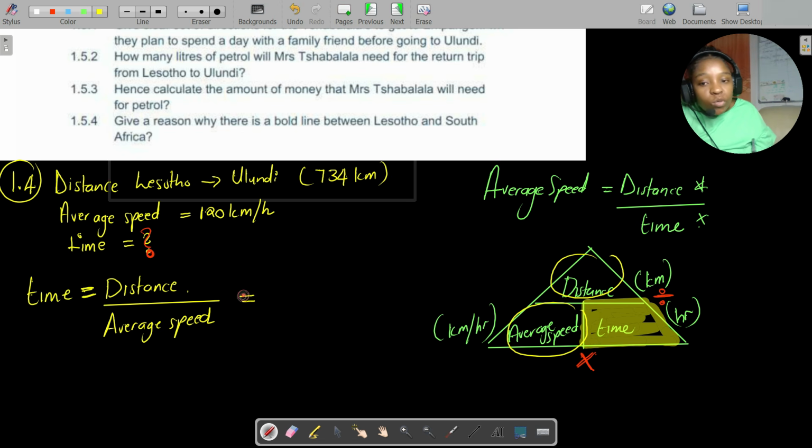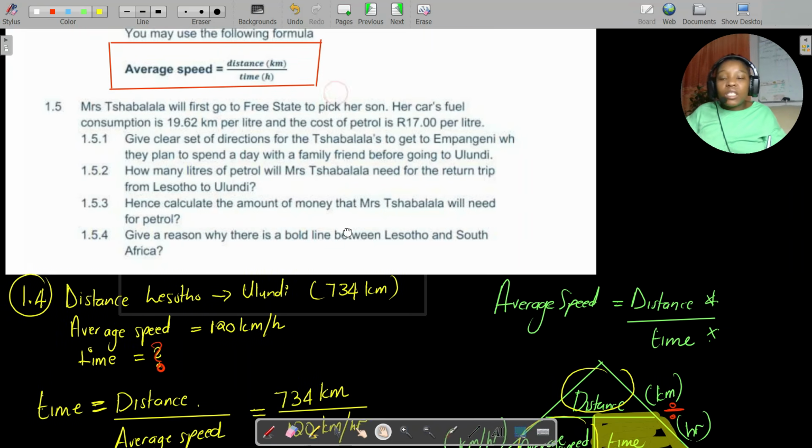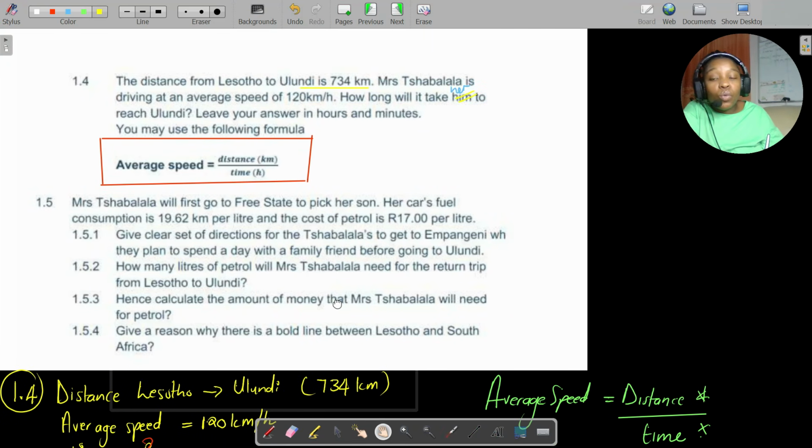So now all that we need to do is substitute into this formula. What's our distance? It's 734 kilometers divided by our average speed, which is 120 kilometers per hour. So what's the time that it takes for her to travel from Lesotho to Ulundi? It's 734 divided by 120, which is equal to 6.1167. I'm just going to round it off to 4 decimal places. So that's the time that it will take for Mrs. Shabalala to travel from Lesotho to Ulundi.